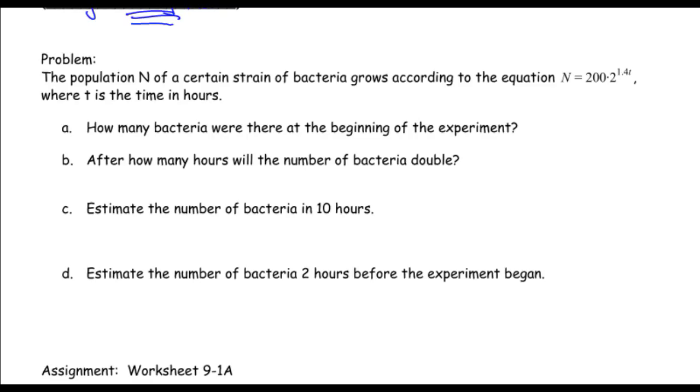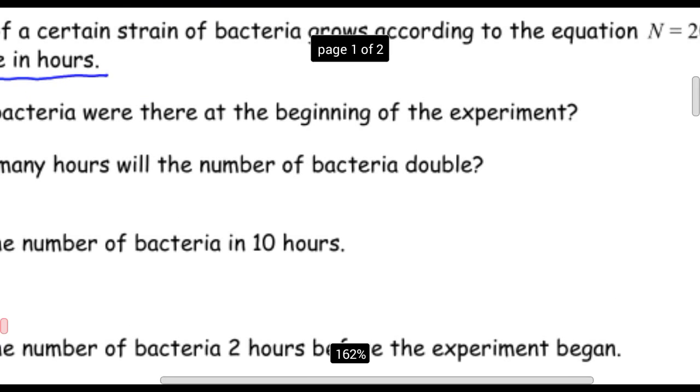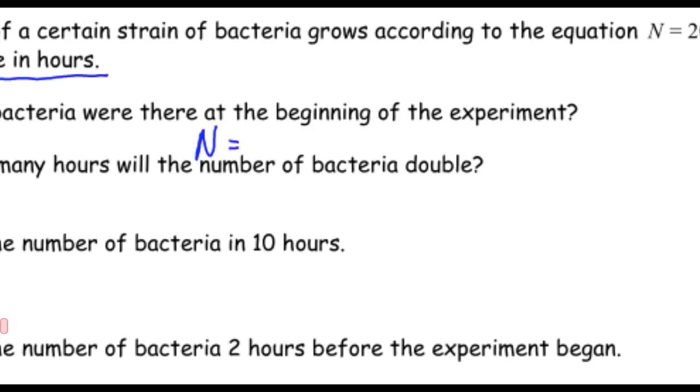And so because T is the independent variable, and that is in the exponent, we have an exponential equation, and we're using T. As you can see here, T is the time in hours. So how many bacteria were there at the beginning of the experiment? Well, at the beginning of the experiment, the time was 0, so let's zoom in so I can draw this a little bit better.